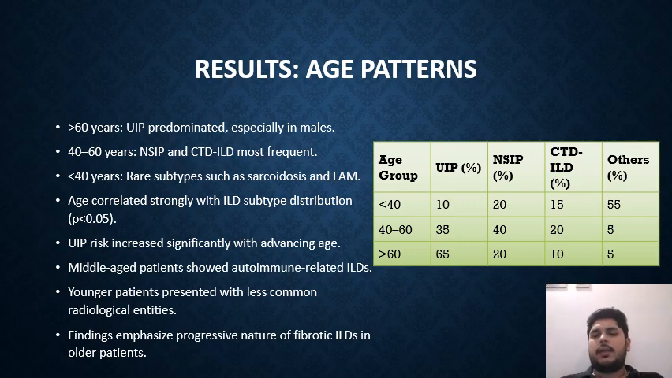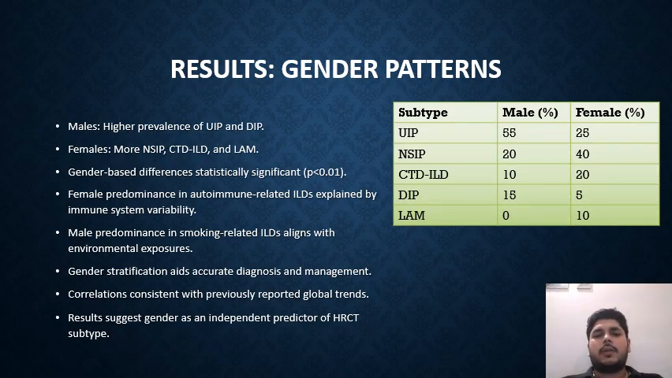Gender differences were also significant. Males showed higher prevalence of UIP and DIP. Females showed more NSIP, CTD-ILD, and LAM. These differences were statistically significant. Autoimmune ILDs were more frequent in females, while smoking-related ILDs were more frequent in males. This suggests gender is an independent predictor of HRCT subtype and is useful for improving diagnostic accuracy.